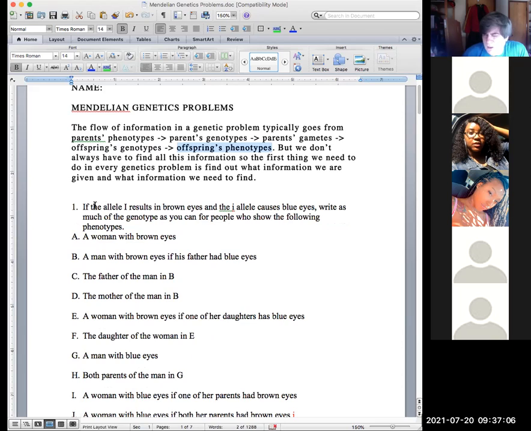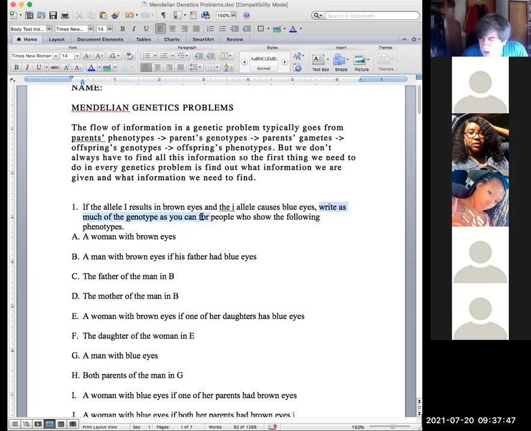So here's some information on eye color in problem number 1. It tells us the allele big I results in brown eyes. So big I, notice that is a capital letter, so that means that this is a dominant allele. So brown eyes are dominant, and little i allele causes blue eyes. So little i, or blue eyes, is recessive. And then it says here's what we're actually going to do in the problem, but most problems will tell us some information about what's dominant and what's recessive.